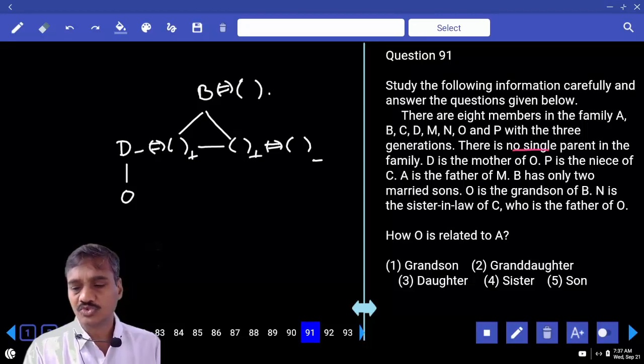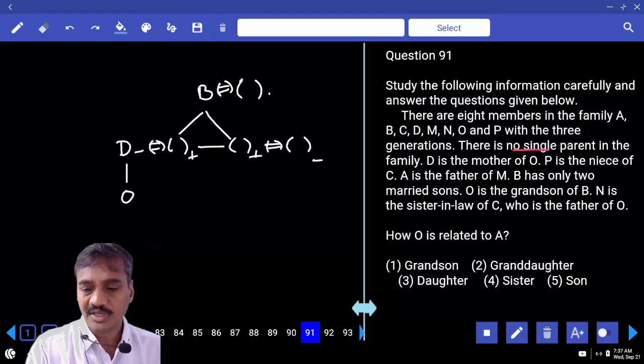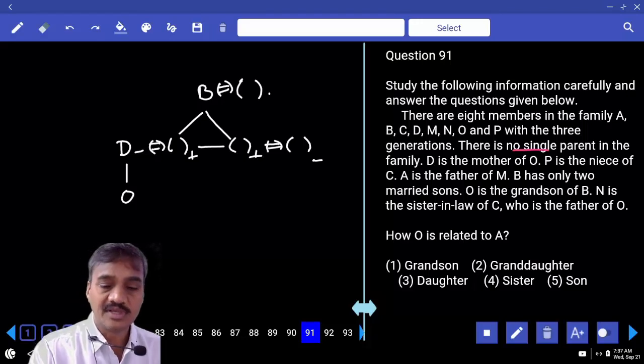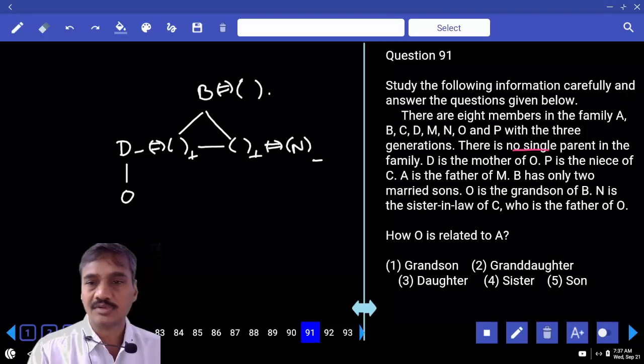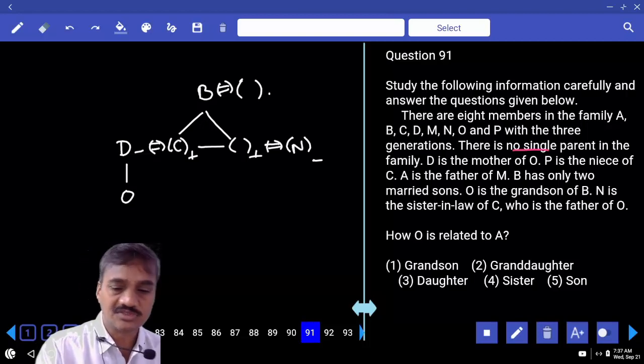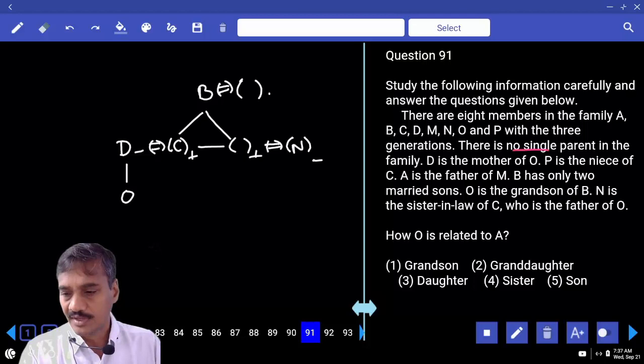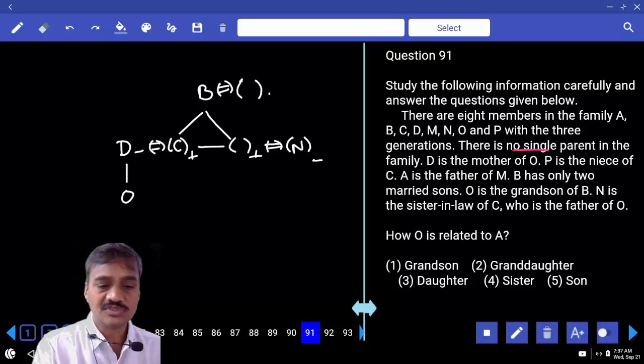B has only 2 sons. O is the grandson of B. N is the sister-in-law of C. Sister-in-law of C means C is here. And who is the father of O? C is the father of O.